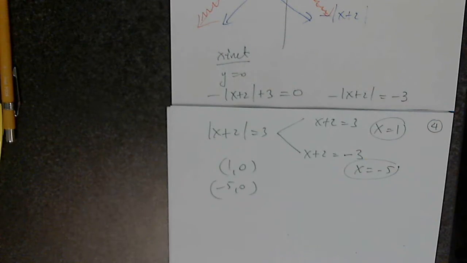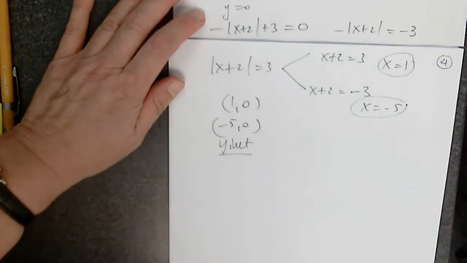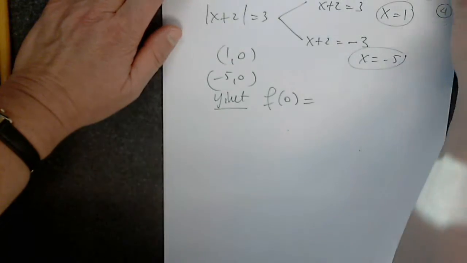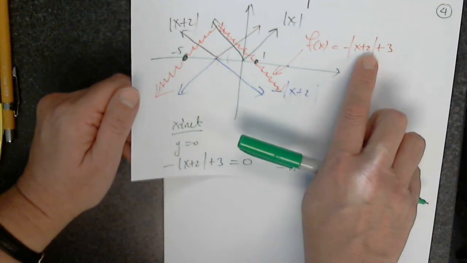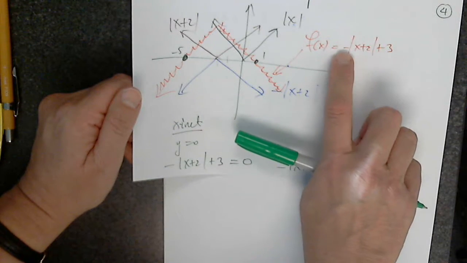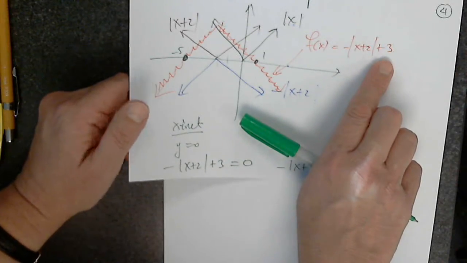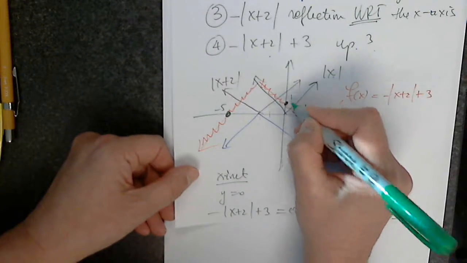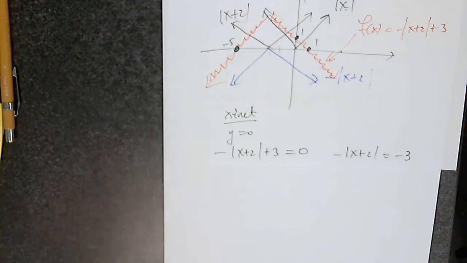Pretty good. And now I have to find the y-intercept. How do I find the y-intercept? X equals 0. Yes, I have to find f of 0. Let's do this together. How much is 0 plus 2? The absolute value of 2? 2. With minus in front? Negative 2 plus 3? 1. So it appears that it's 0, 1. Let me look. Yeah, not too bad. Otherwise, like before, I would have had to make some adjustments. I'm fine with that.